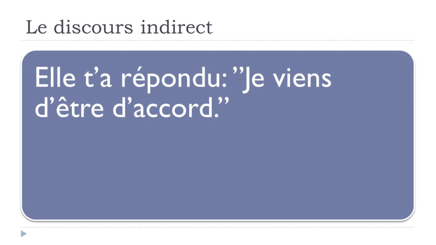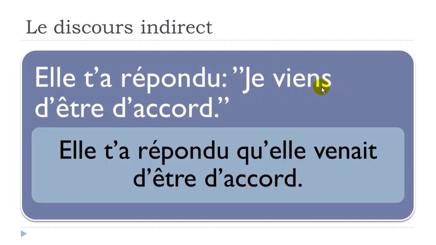Elle t'a répondu, je viens d'être d'accord. Okay, so this is what we call le passé récent. It's the verb venir, and here it's the present form. You will have to modify it and put it at the imparfait form here. Elle t'a répondu qu'elle venait d'être d'accord. The only thing that you will have to modify is this verb here, venir. When you get this passé récent, it's at the present form, and it will be here at the imparfait form. Okay, elle t'a répondu qu'elle venait d'être d'accord.